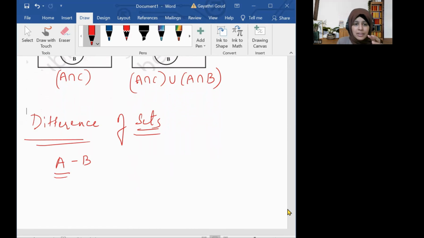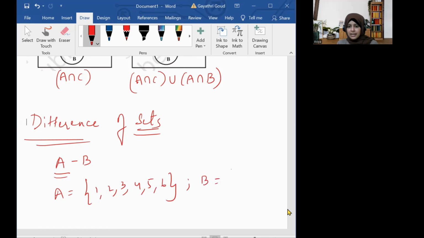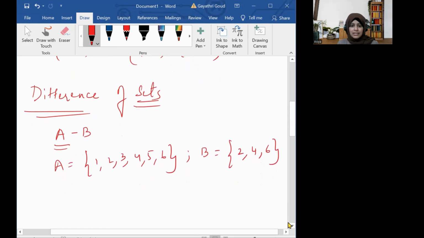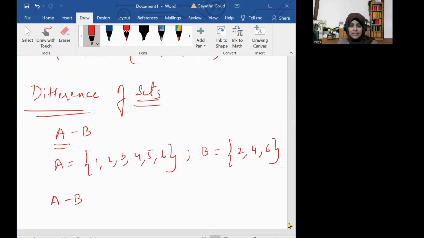So what is A minus B? Yes, A minus B will contain the elements which belong to A, but it will not contain the elements that belong to B. Let us understand this through an example. We will have a better clarity. Now, suppose my set A contains elements 1, 2, 3, 4, 5, and 6, and my set B contains elements 2, 4, and 6. Now, when I find the difference of A and B, that means I'm removing my B from A. What do I get? This is my A. Now let's remove B.